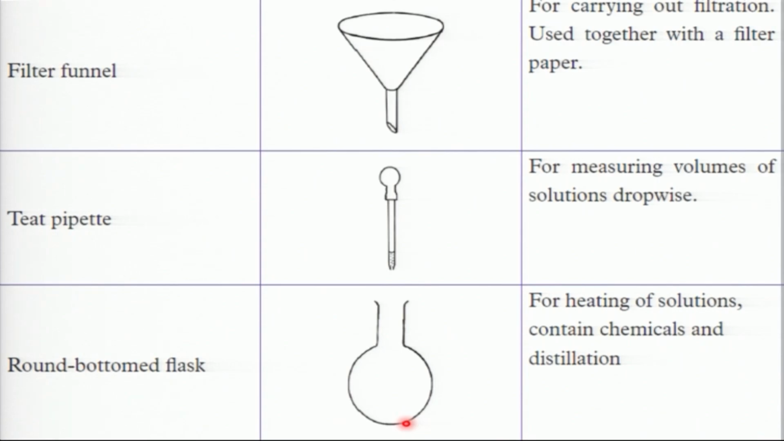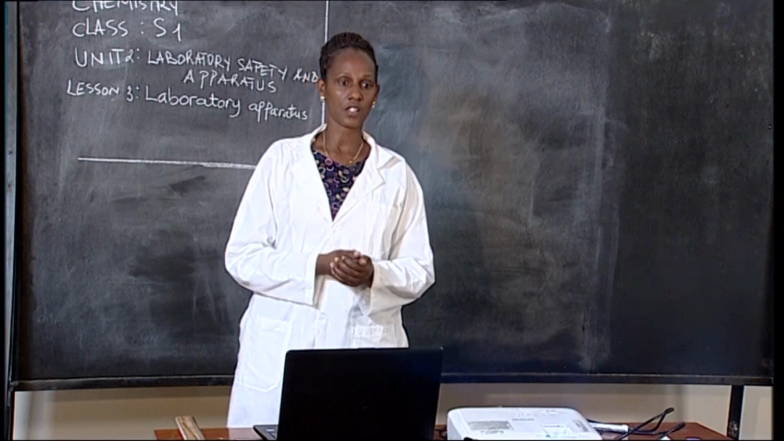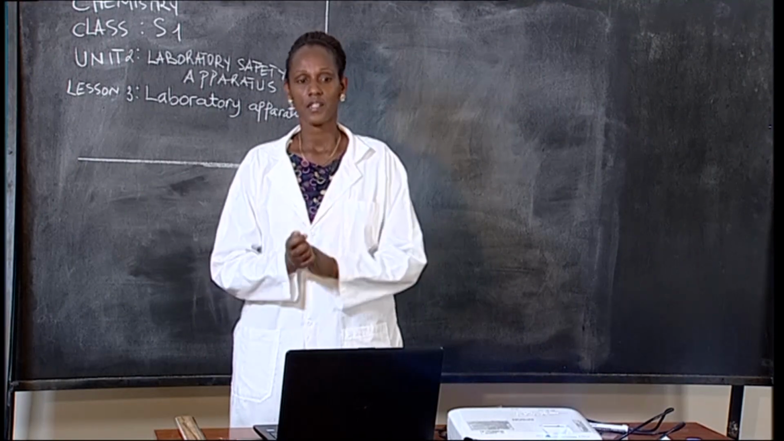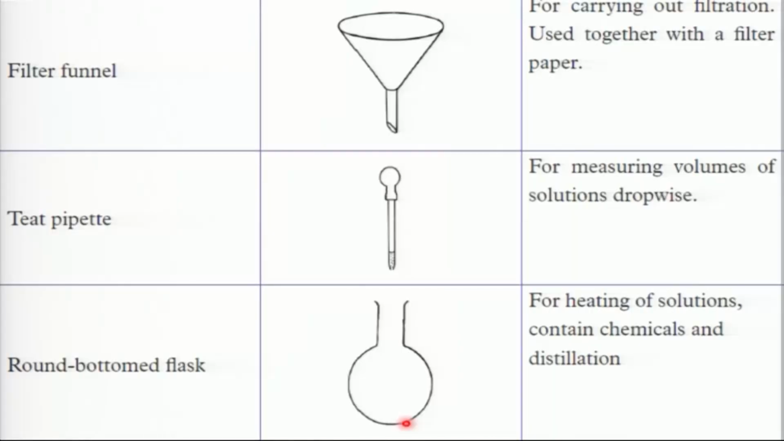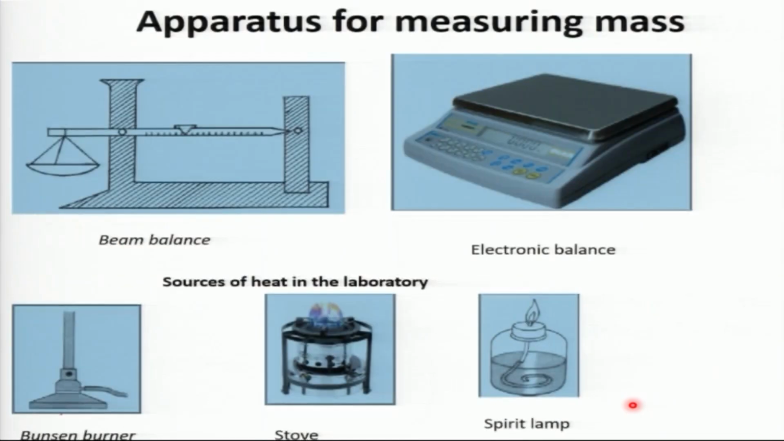What is the role of this flask? Normally, these flasks have the same uses in common. They are all normally used for heating and to contain chemicals. All right? So like the other flasks, it is also used for heating solutions. The round-bottomed flask is used for heating solutions, containing chemicals, and distillation. All right? Good. I have many.